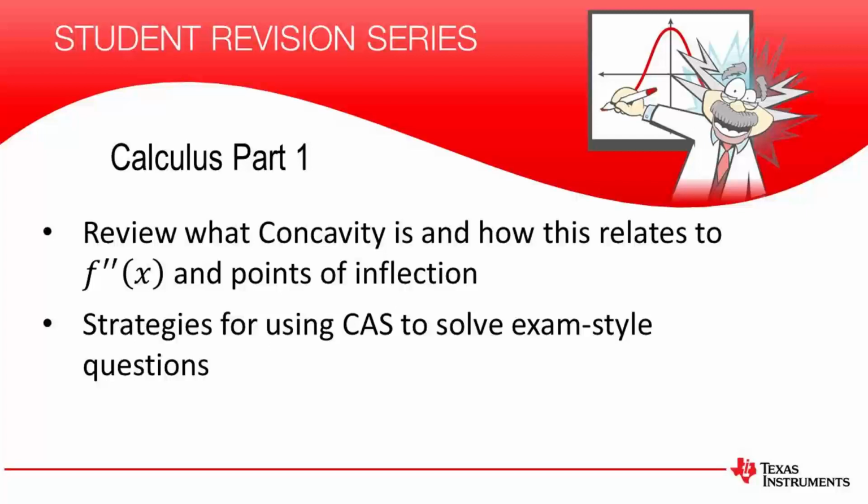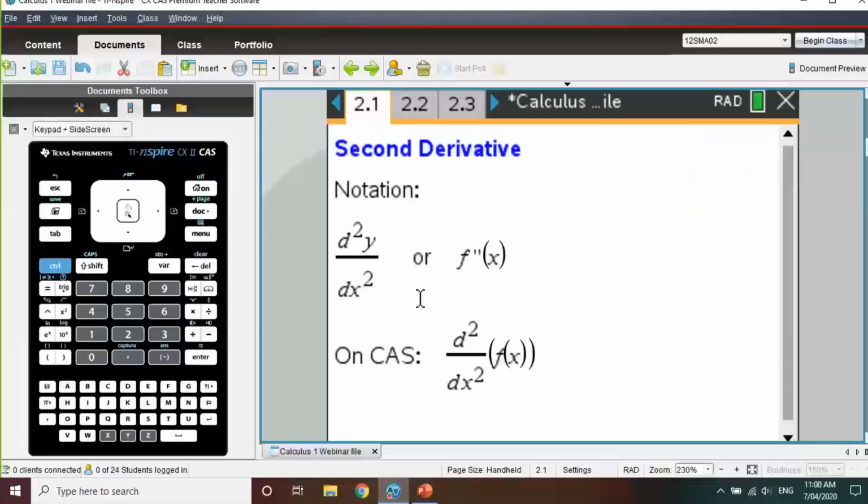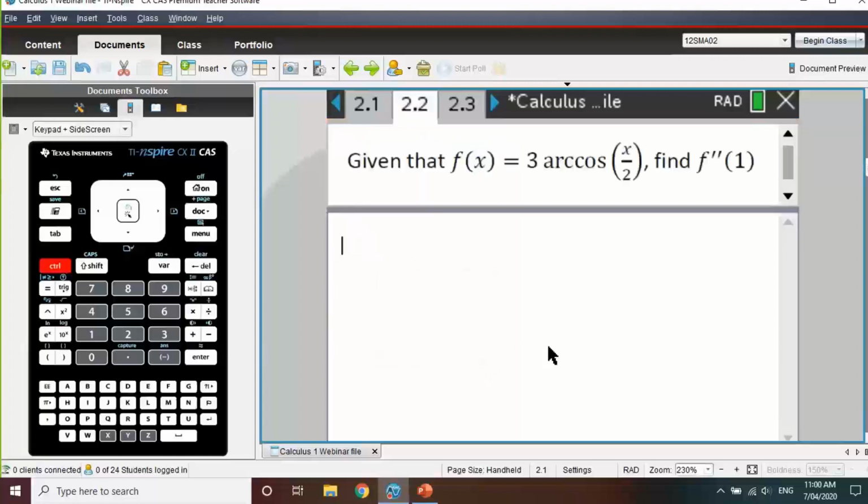inflections, and concavity. So, for the second derivative, we may be familiar with two different types of notation, d squared y over dx squared, or f double dash. Now, on CAS, the second derivative is given by more of an operator notation, so d squared over dx squared applied to f of x. So a typical exam question could be, we're given a function such as 3 arc cos x over 2, and we want to try and find the second derivative at x equal to 1.